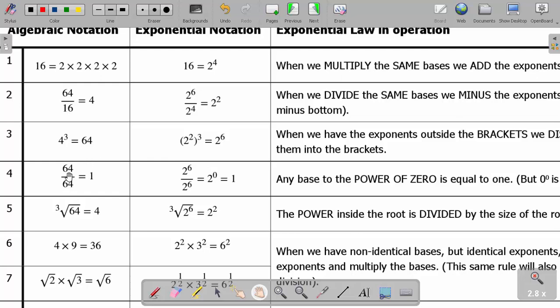And then another one here, I have 64 divided by 64 to give me 1. Now 64 is the same as 2 to the power 6, even down here 2 to the power 6.